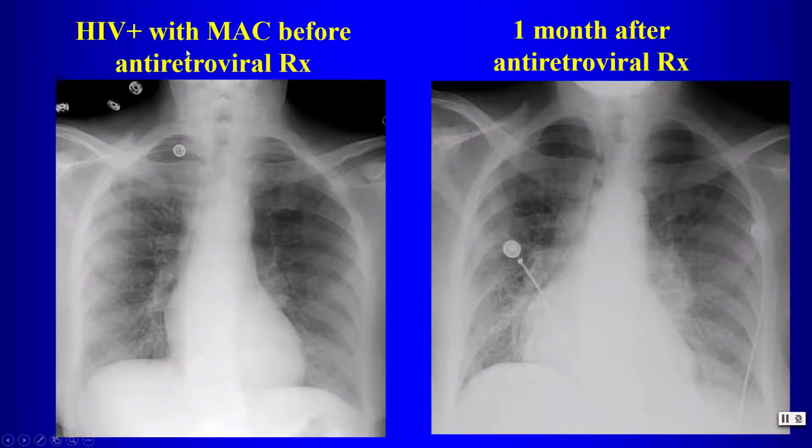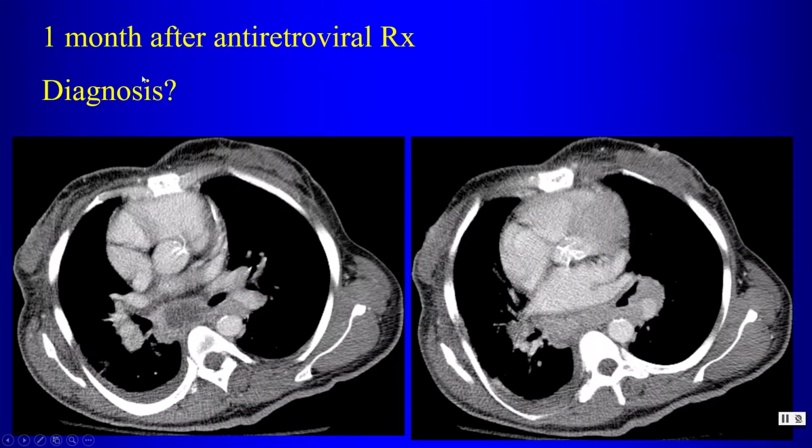So here's a patient who is HIV positive with atypical mycobacterial infection before antiretroviral therapy. The chest radiograph looks pretty normal. And then 1 month after institution of antiretroviral therapy, we can see here that there are these streaky opacities with some bilateral or at least left hilar lymphadenopathy in this patient. So what is going on? 1 month after antiretroviral therapy, again, notice the flare-up of these lymph nodes, these low attenuation nodes in the subcarinal region, this left hilar lymphadenopathy in this patient.